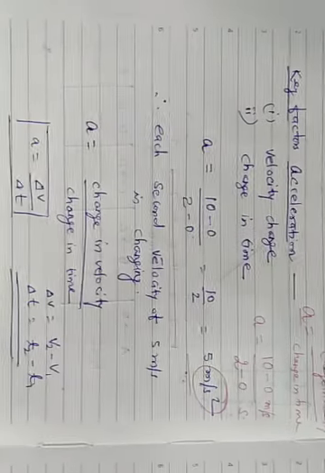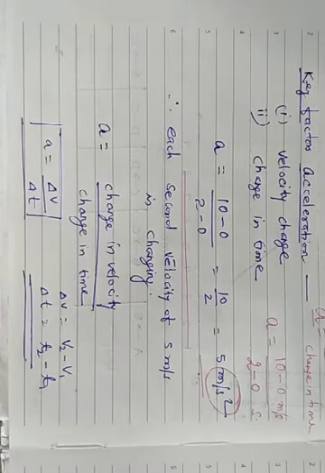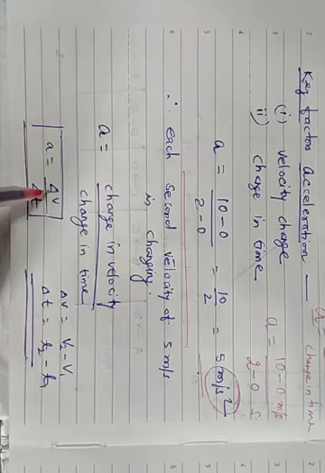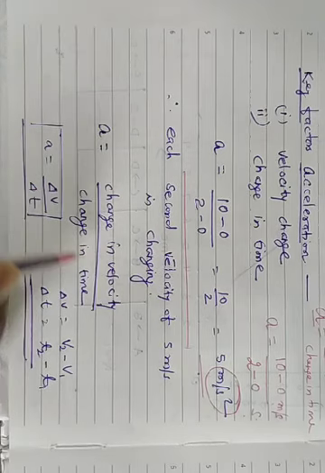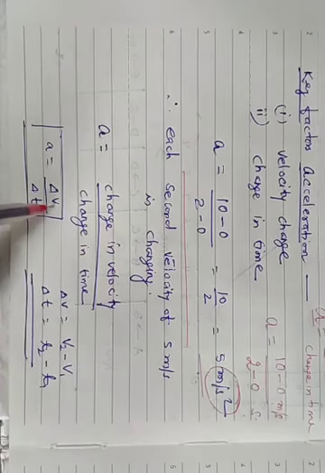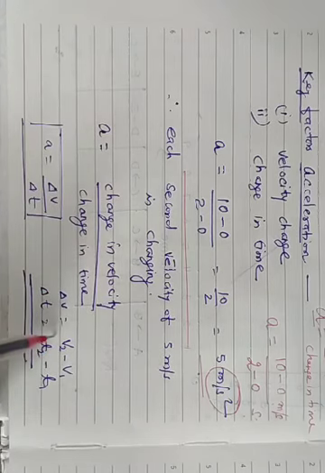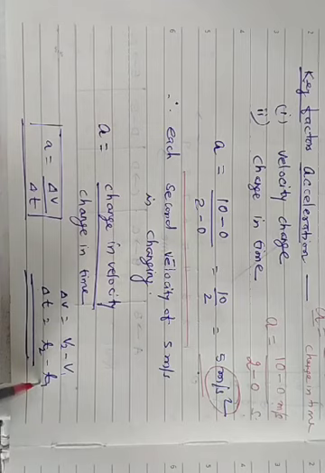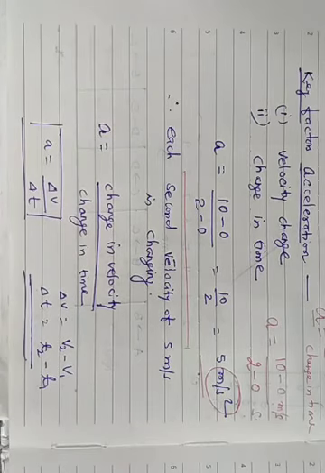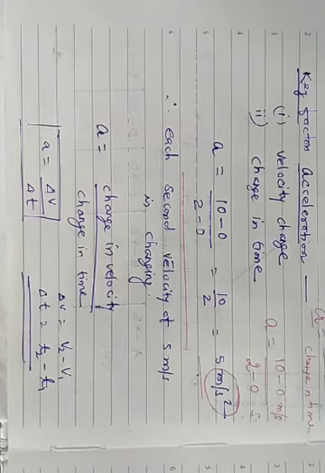Which expression? a equals change in velocity by change in time. Change means delta, so this is the sign of delta, and velocity means v. So a equals delta v by delta t. Delta v can also be expressed as v2 minus v1, and delta t equals t2 minus t1. Okay, let's understand some more concepts about acceleration.